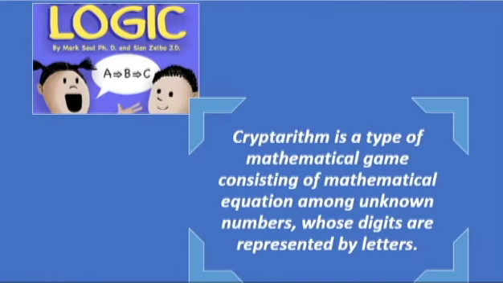Cryptarithm is a type of mathematical game consisting of a mathematical equation among unknown numbers whose digits are represented by letters. Friends, here you are going to play a mathematical game wherein you will have some equations to solve. How to solve them? By solving unknown numbers. And those numbers you don't get in the form of numbers, but in the form of letters. Very interesting.